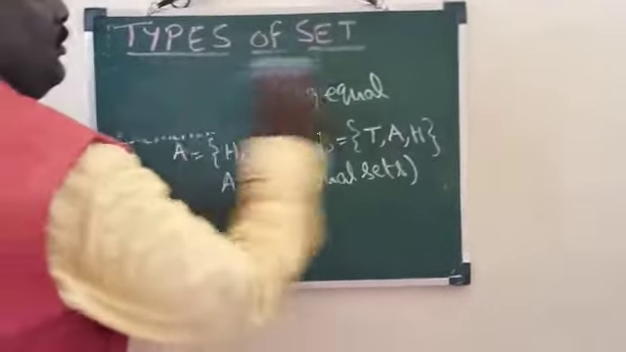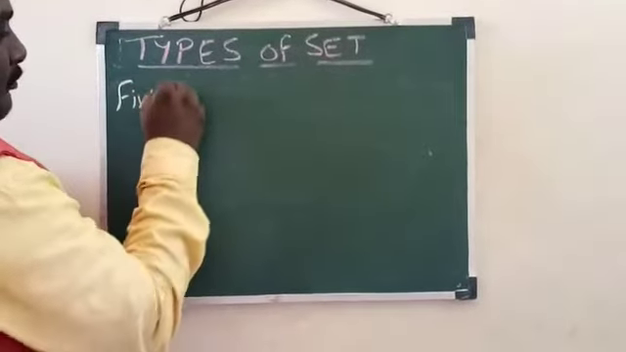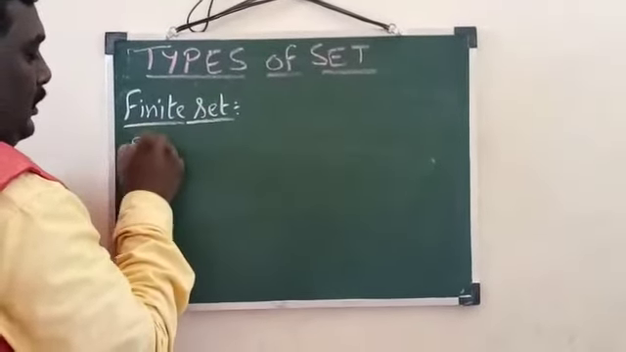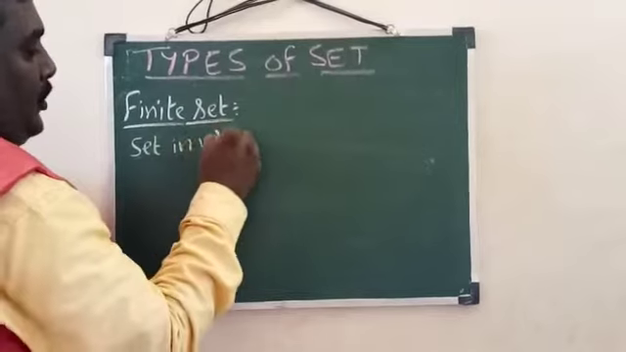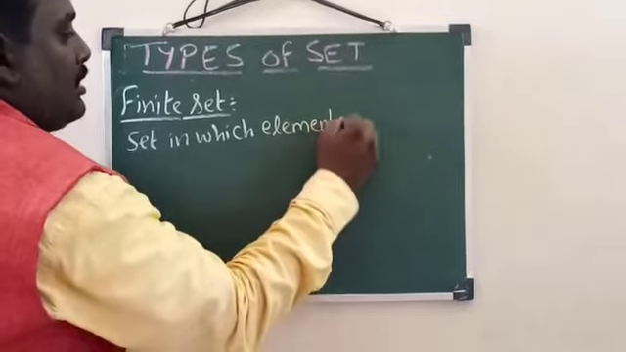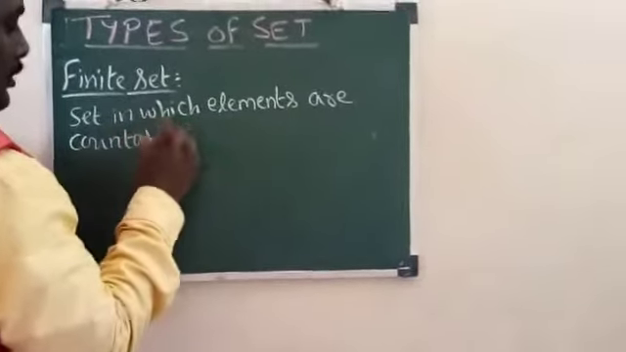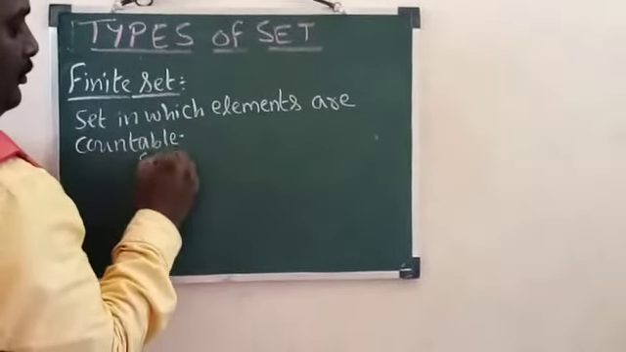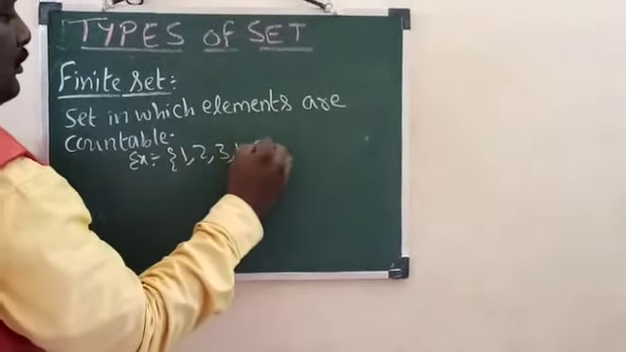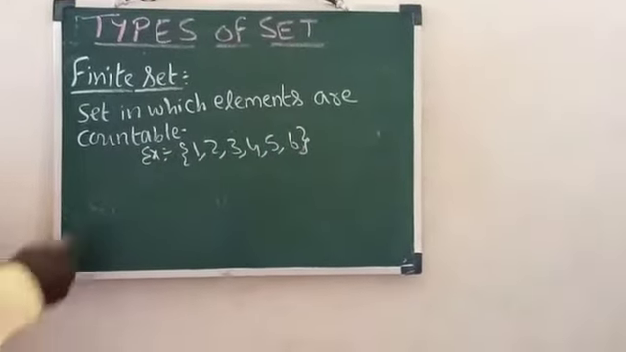Next, we are going to the finite set. A set in which elements are countable. Example, 1, 2, 3, 4, 5, 6. These are the elements which are countable.